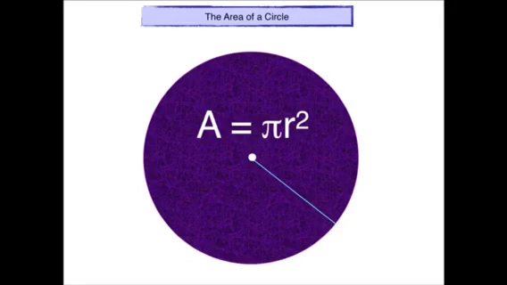In this video we're going to see how to find the area of a circle. The formula for the area of a circle is A equals pi r squared. And we've seen pi before when we found the circumference. It's a number roughly about 3.14.